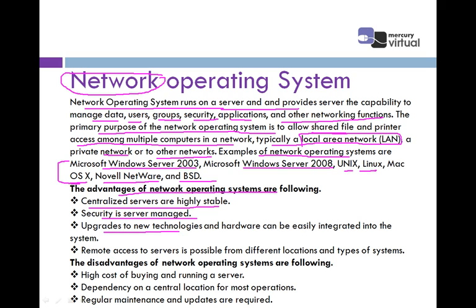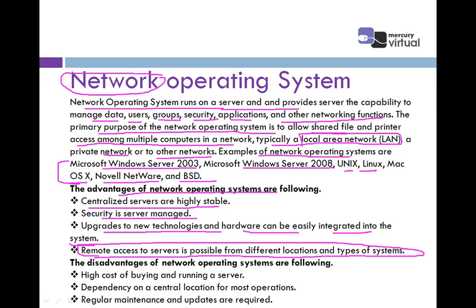Next point says upgrades to new technology and hardware can be easily integrated into the system. Means if there is some updation, we can easily upgrade the system with the help of the network operating system. Last point says remote access to the server is possible from different locations and types of system. This is the main point. Remote access means if you are sitting at a far distance from me, you can access my server, you can access my system, that is remote access, and this facility is provided by the network operating system. Right? These are the four basic advantages of the network operating system.